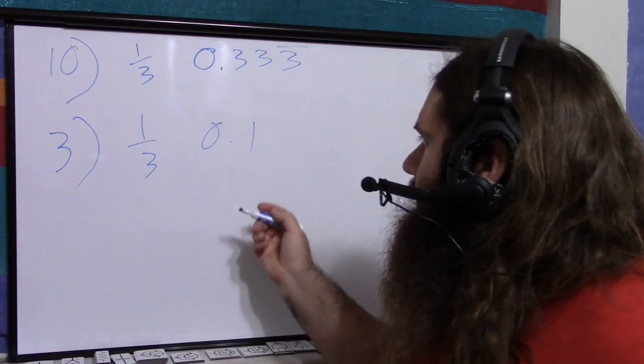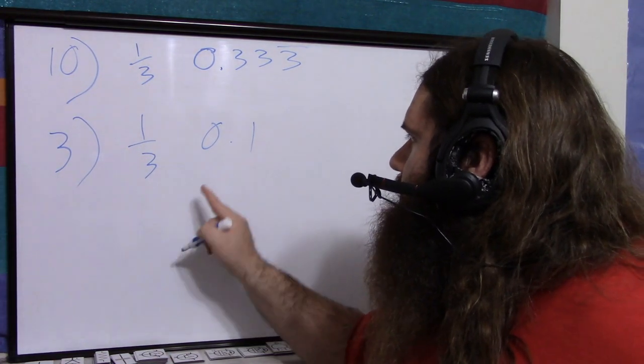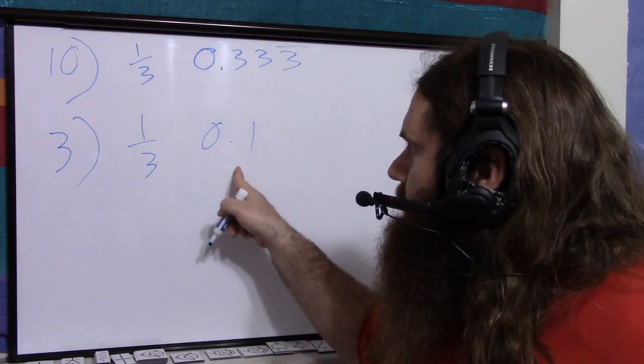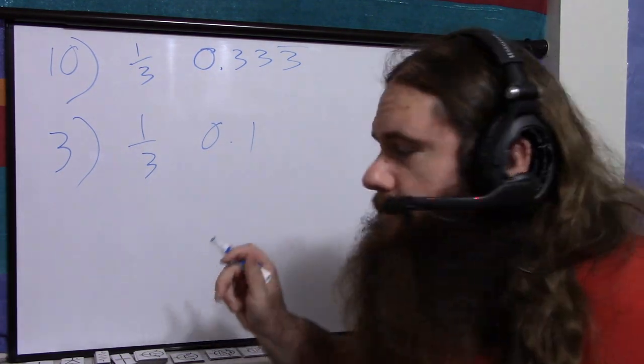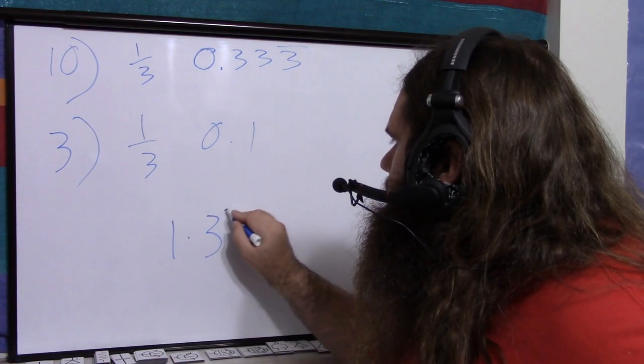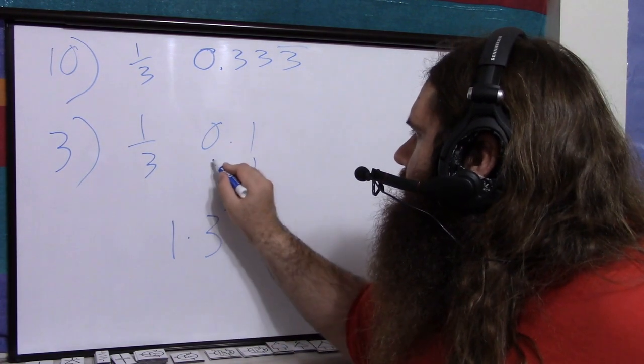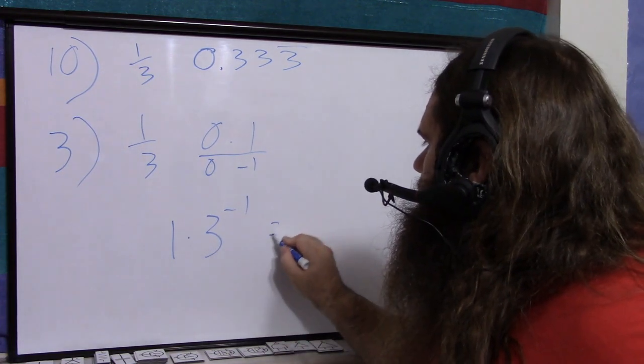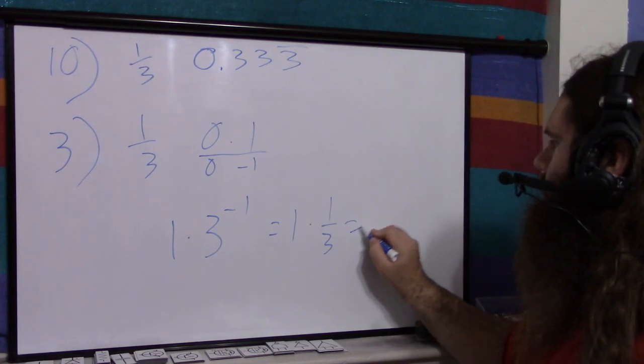But what is this? Base 3, remember? So it's 0 times 3 to the 0. This is the only real digit. We just write that so we don't have the dangling dot. It's 1 times 3 to the minus 1, because this is the minus 1 digit, this is the 0 digit, and the base is 3. 1 times 3 to the minus 1 equals 1 times 1 over 3 equals 1 over 3.